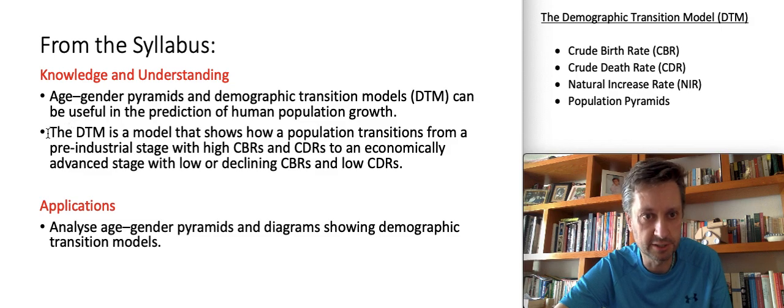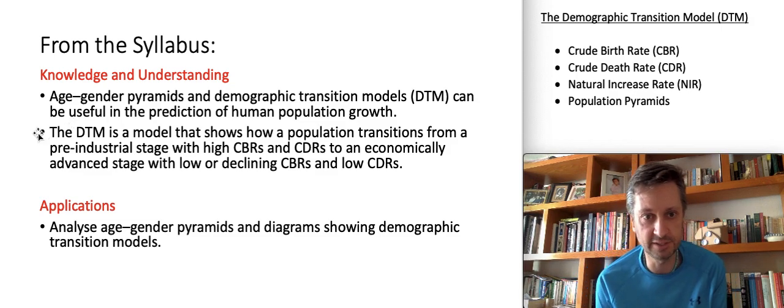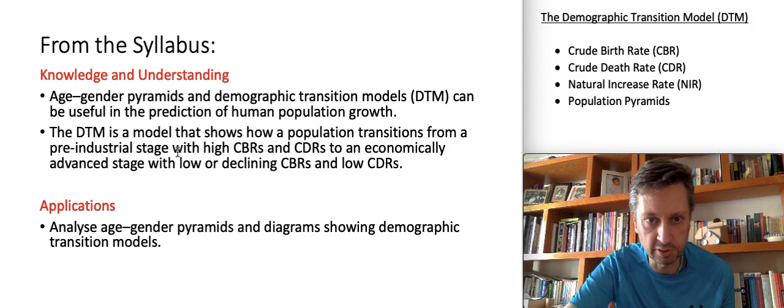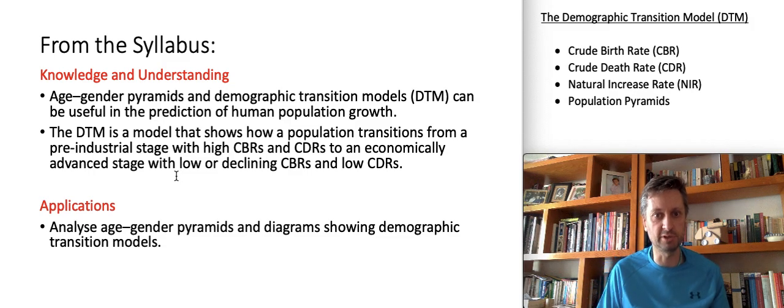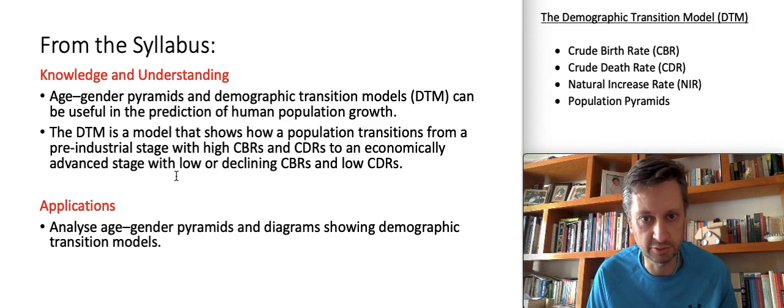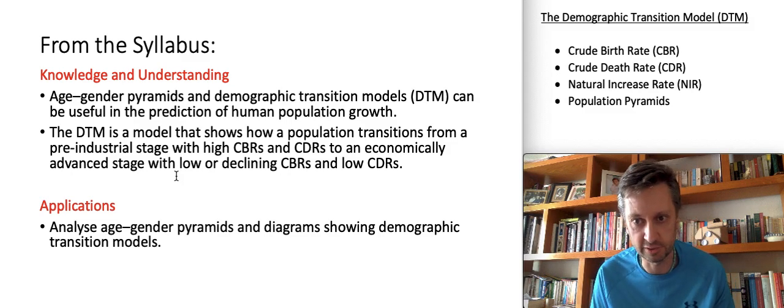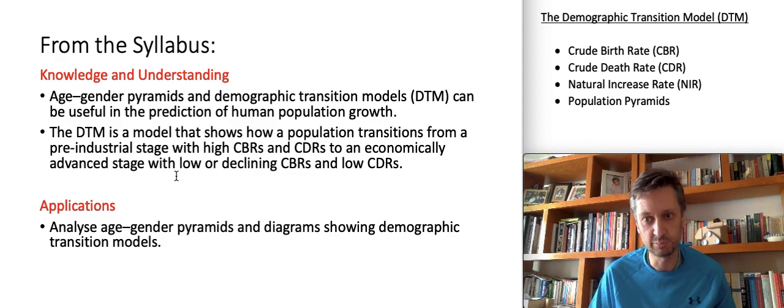So the syllabus says population pyramids and the DTM are useful in the prediction of human population growth. That's self-explanatory. And then it says the DTM is a model that shows how population transitions from a pre-industrial stage with a high crude birth rate and high crude death rate to an economically advanced stage with low or declining crude birth rate and low crude death rate. Pretty much what I've said before.